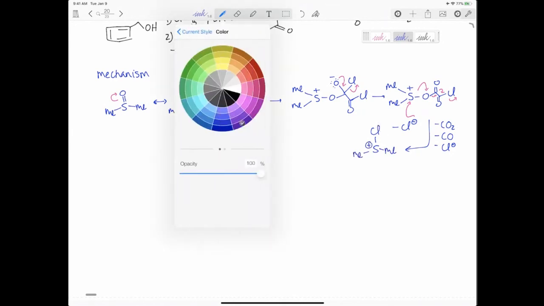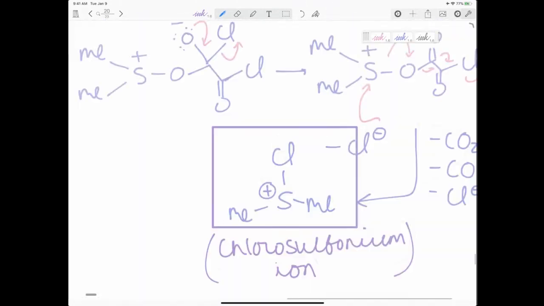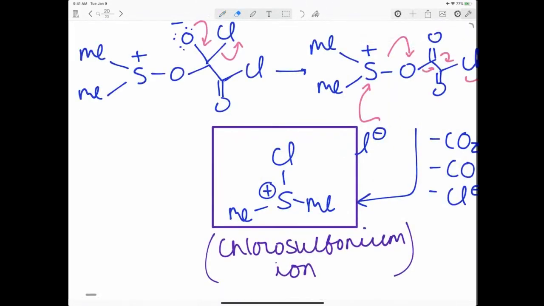Okay, let me just write this here. This is your chlorosulfonium ion. This is a major step in this Swern reaction. So once you get here, you know you are pretty much on the right track. Let me just rewrite this here.